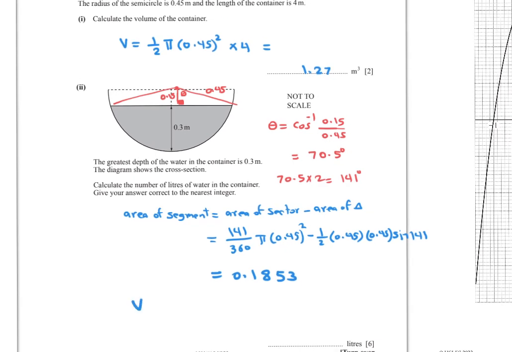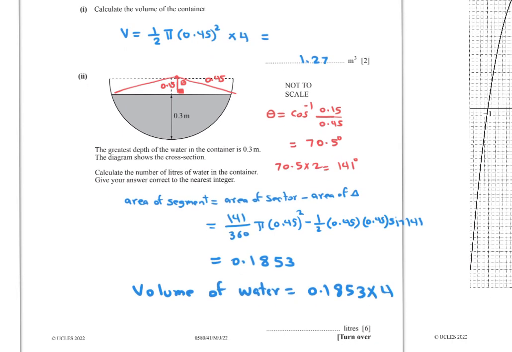Now to find the volume of the water in meter cube, 0.1853 multiplied by 4. What is the answer? 0.741. This is in meter cube. To convert to liters, multiply by 1000. So 741 liters.